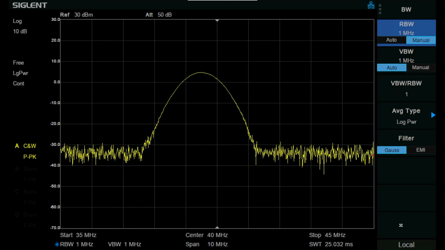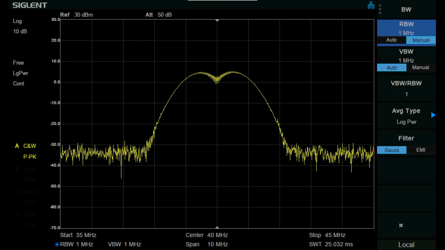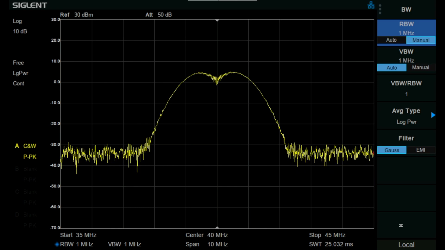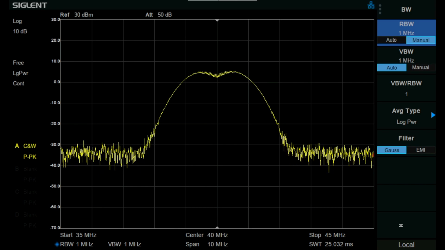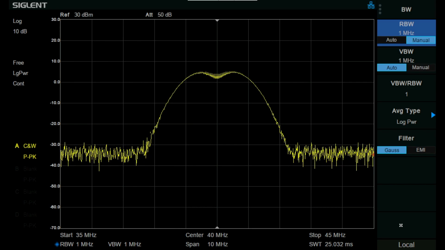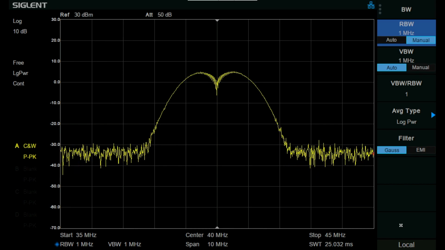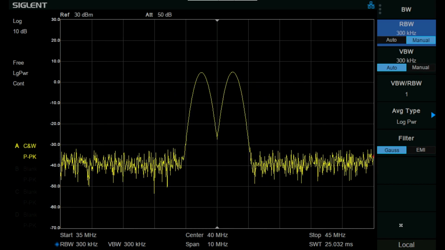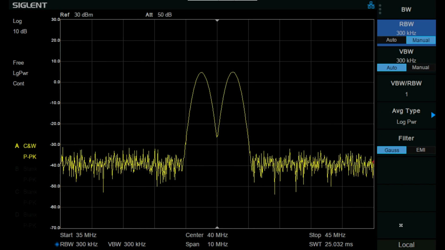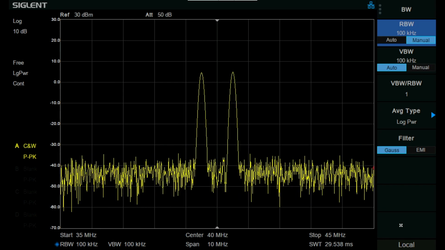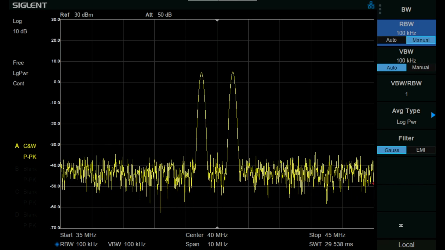If I turn both signal generators on, there's one, there's two, and you can see it's struggling to separate that there are two distinct tones, and you just get this weird shape. That's what this property called RBW, or resolution bandwidth, is. I can make that smaller, and its ability to resolve those two tones gets better. And if I drop it to 100 kHz, you can now clearly see these are two distinct tones.